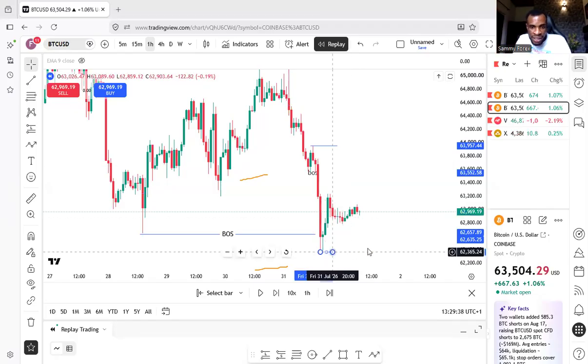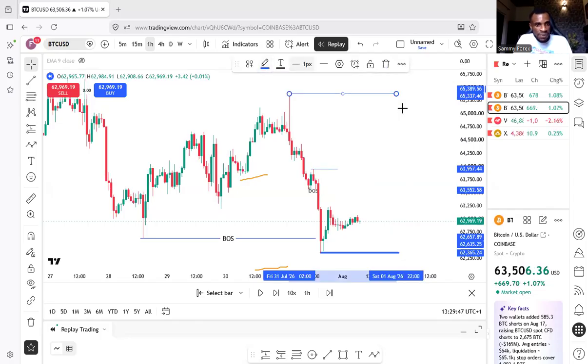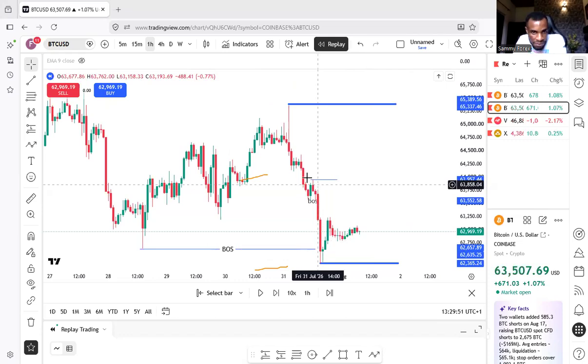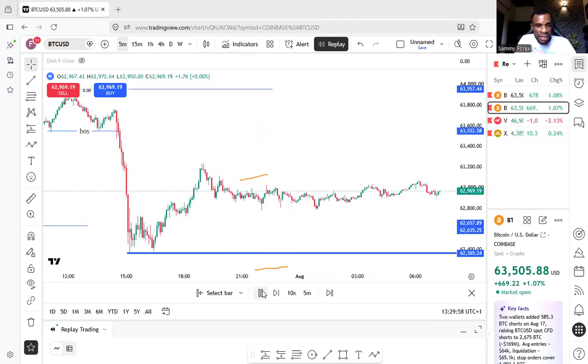This is the high. This is the main range of the market. Don't forget the main range. Why is this one at the lower range? So there's no change of character yet. Price is just going back.